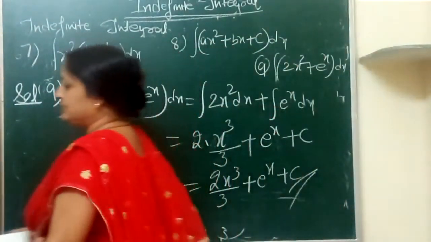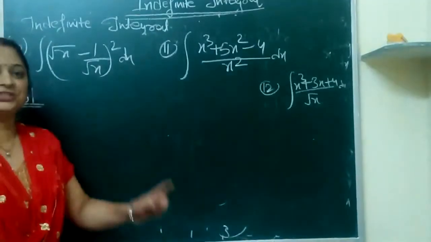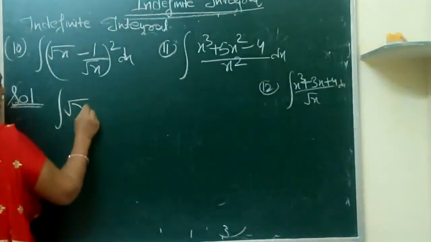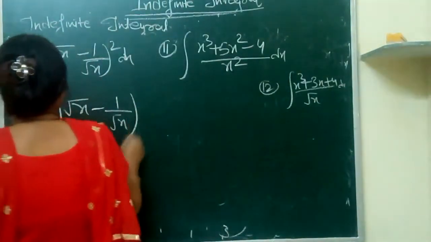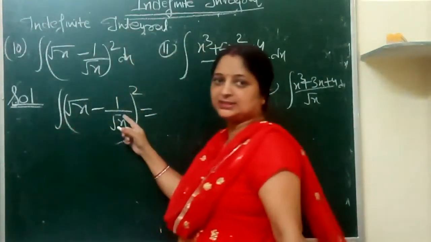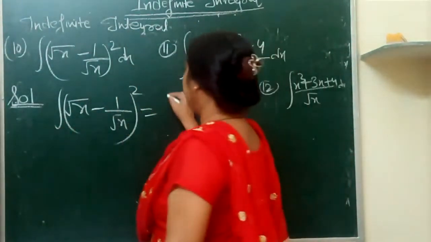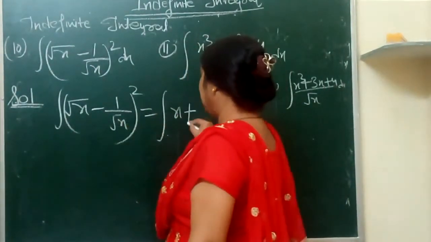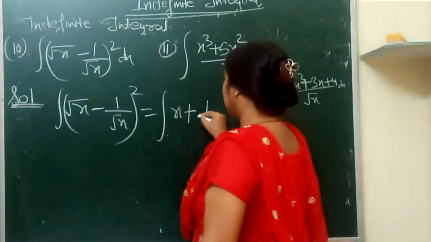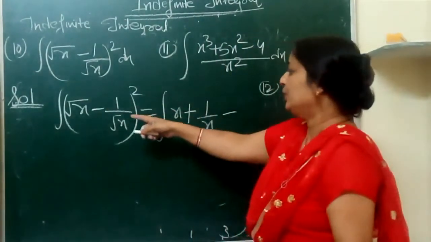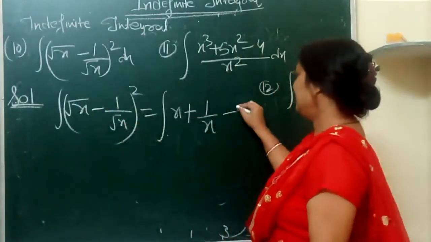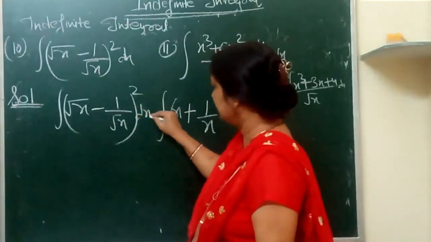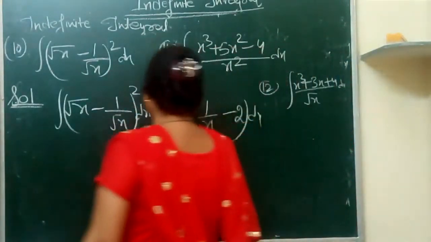Now after that we will start question number 10. In question number 10, (a minus b) whole square. We will apply the formula here: (root x minus 1 by root x) whole square. We will open this bracket, (a minus b) whole square, so root x square is x, minus 2ab, plus 1 by x. So 1 by x minus 2 into root x into 1 by root x, so it will come 2 dx. Here dx is here.